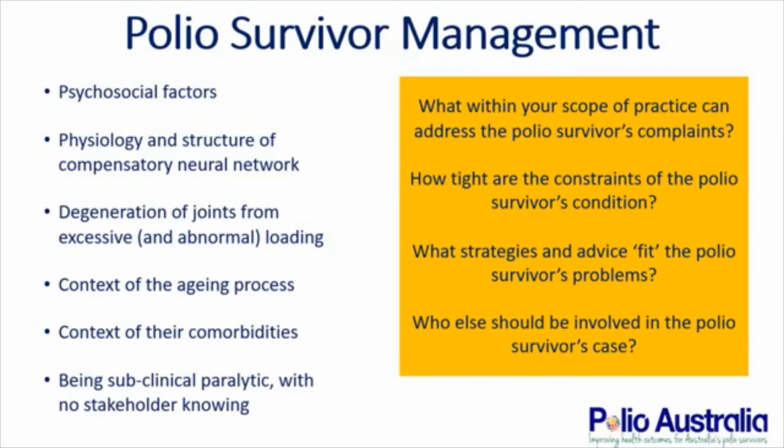Work with modest goals. Don't aim for a 5 out of 5 muscle grading if they've never been a 5 in that muscle group. Be careful with your language and phrasing. While it's great to be enthusiastic and positive and optimistic, don't say things that may come across as insensitive to a level of ability in your dealings with polio survivors.